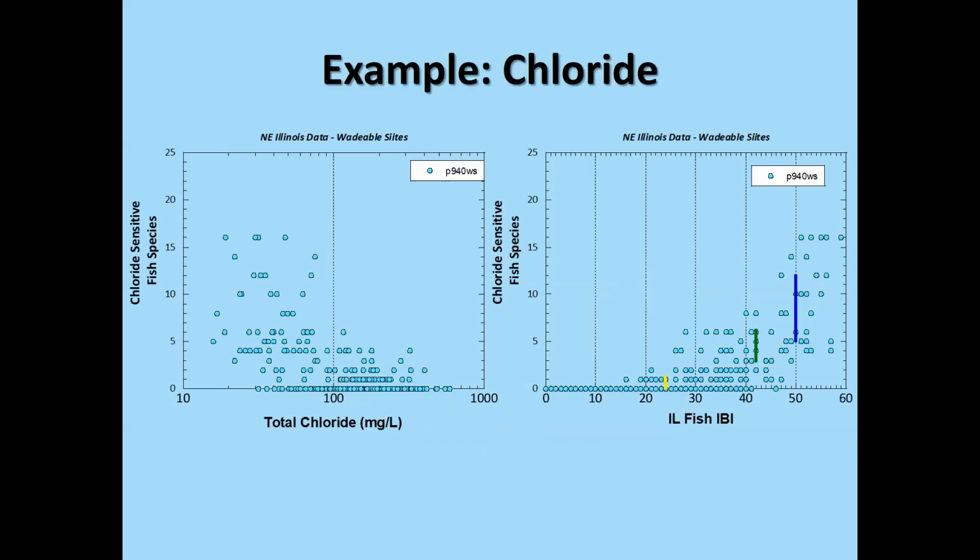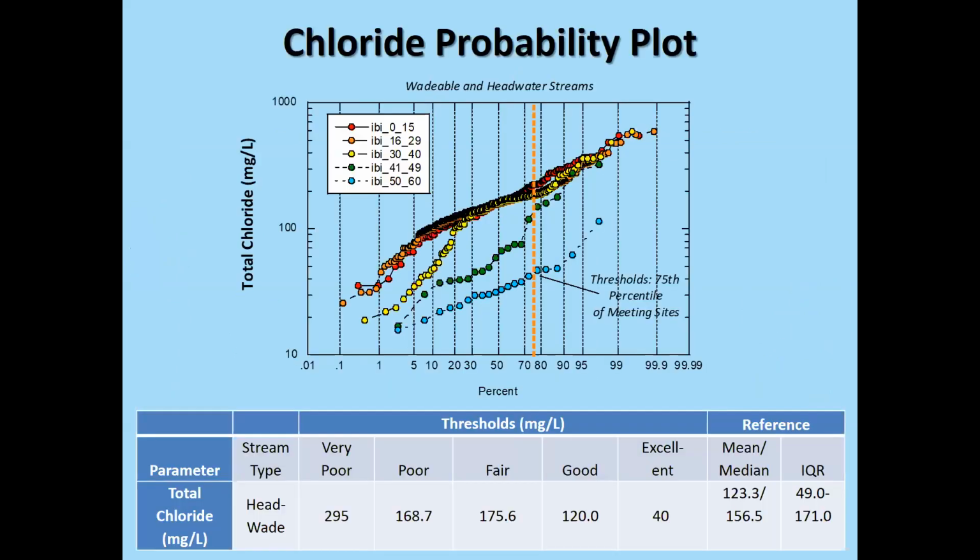So this is a look at imposing these narrative values onto the data set, once again for chlorides. We can see our chloride sensitive fish species falling away steeply as chloride concentrations increase on our left-hand graph. These various lines go from yellow, for very poor, all the way through to blue, which is excellent. You can see that those narrative values are falling within the data set. So a better way to look at this is like this.